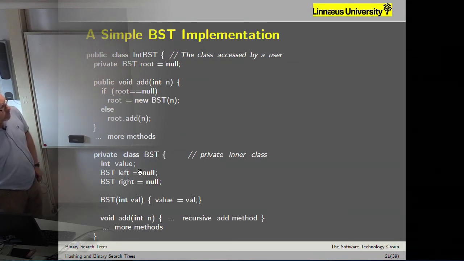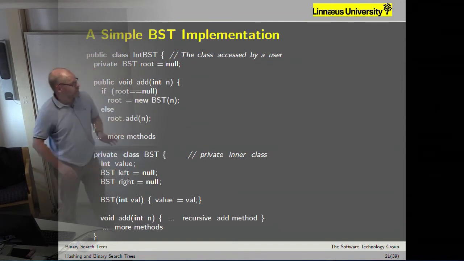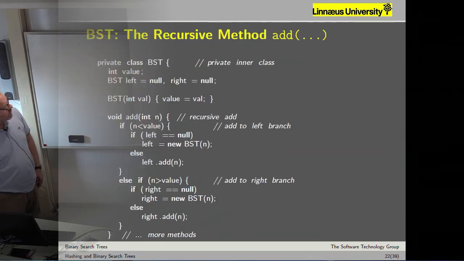Each node contains a value and a left child and a right child. And each child is a BST again. So in the linked list, each node had the next element, another node. You can think of it here as if we have two nexts, one called left and one called right. Okay, this is the BST class, that means the inner class. We have a value, and initially both the left and right are null, and then I would like to add a new element to this node.